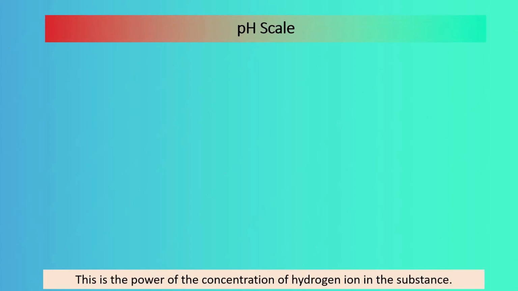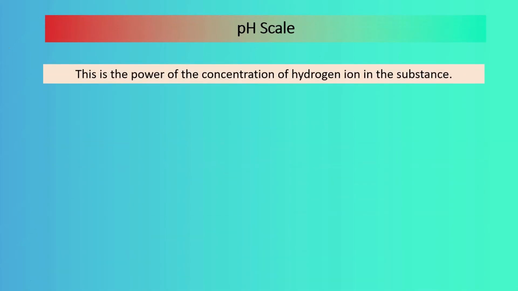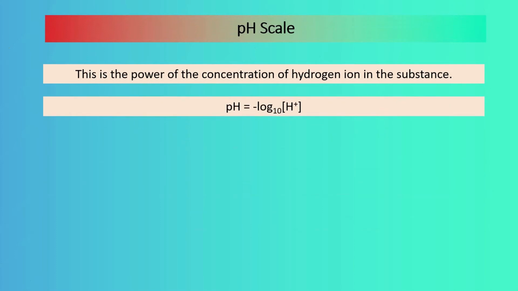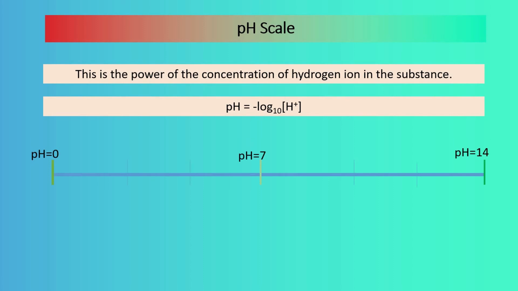pH scale. This is the power of the concentration of hydrogen ion in the substance. The mathematical definition: pH is equal to minus log 10 of H plus. Strong acid. The neutral point is 7, and near 14 is the strong alkali.